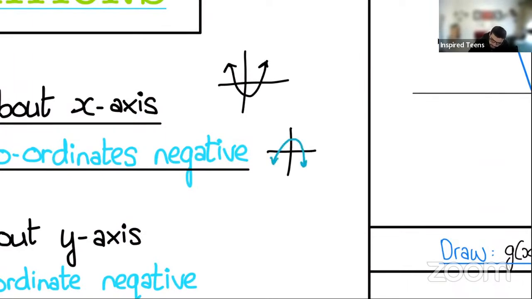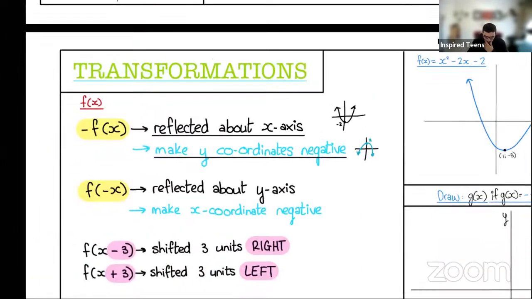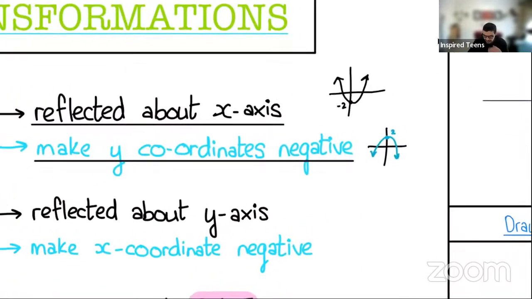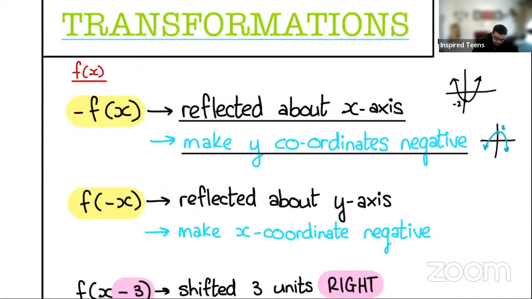It makes all the y coordinates negative. For example, if this y-intercept here was -2, it would become positive 2. So that's what we mean when we say we would make all the y coordinates negative. It flips or reflects it about the x-axis. When does this happen? When we have negative f of x, when we put a negative in front of f of x. That essentially means we're making it negative y, so it makes sense that we make the y coordinates negative.